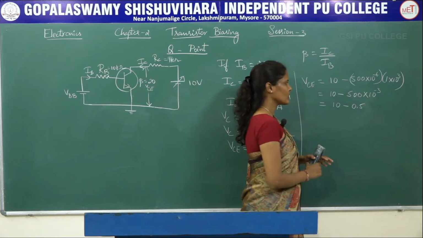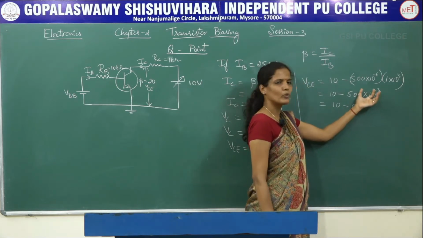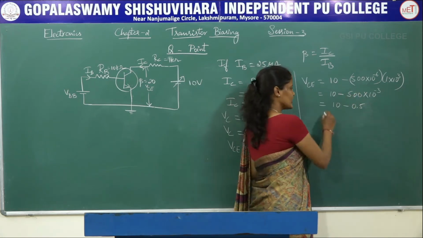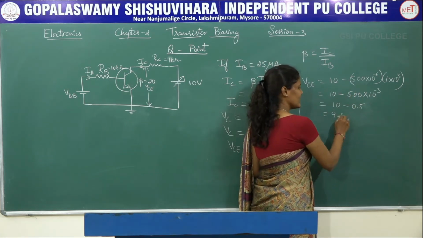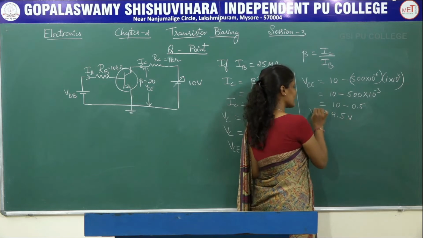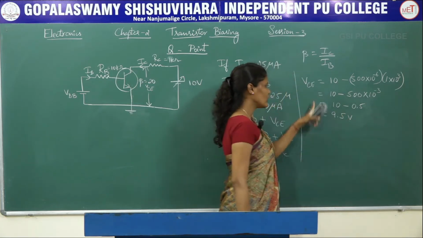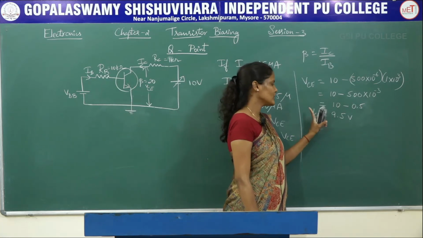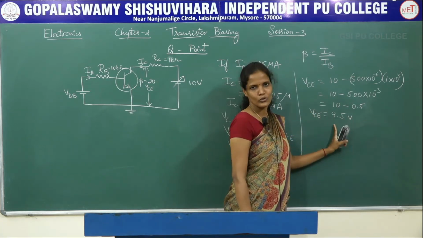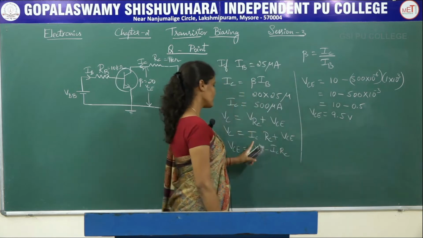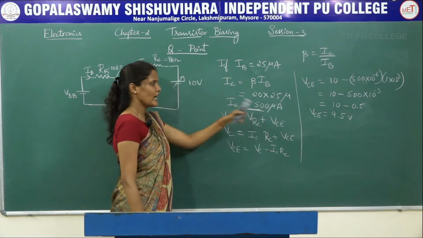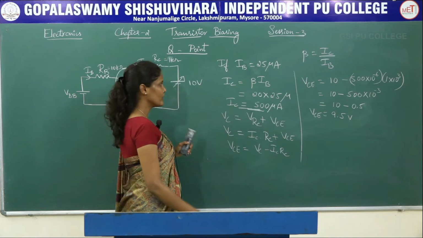So 10 minus 0.5, because you have to shift the point towards the left side. 1, 2, 3, 0.5. So 10 minus 0.5 is 9.5 volts. Why volts? Because the unit for this voltage is the collector to emitter voltage, so the unit is volts. So 9.5 volts. So I will be getting IC equals 500 microamps and VCE equal to 9.5 volts.